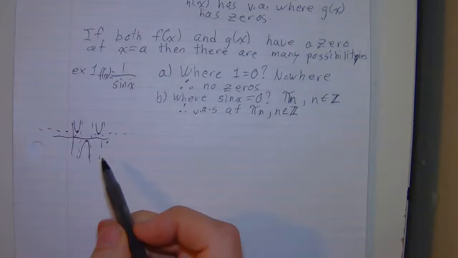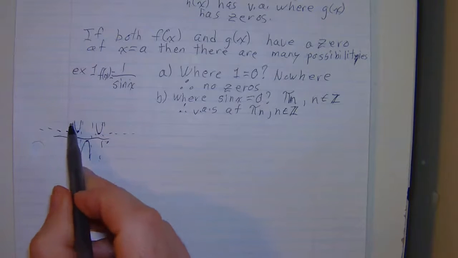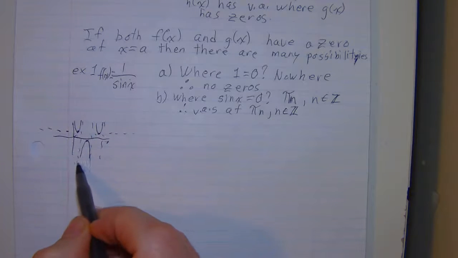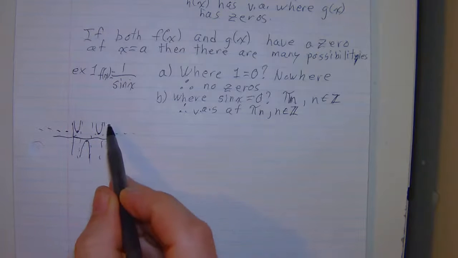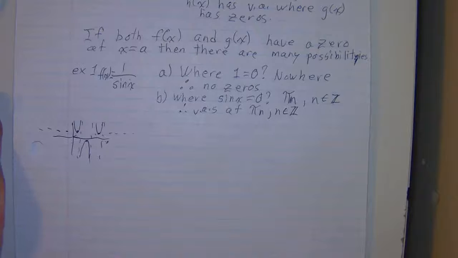This function is going to have vertical asymptotes anywhere sine x is 0, which is at 0, there's a vertical asymptote. At pi, there's a vertical asymptote. At 2 pi, there's a vertical asymptote. At 3 pi, there's a vertical asymptote, and so on.